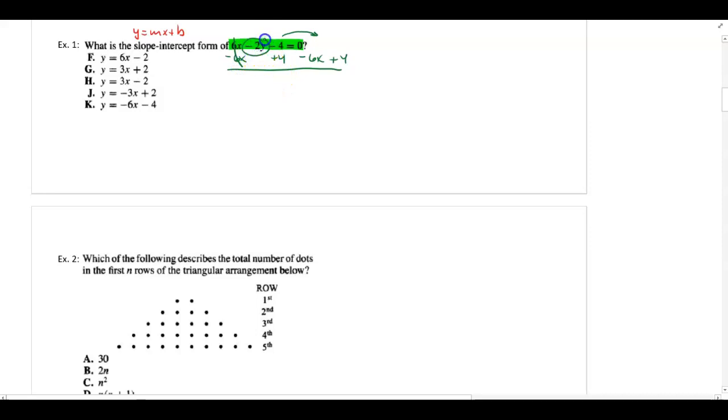6x's wipe out, and what do I have to bring down here? Negative 2y equals, 4 is eliminated, negative 6x plus 4. Now I have to get rid of the negative 2. Since it's linked to y by multiplication, I divide. And if I divide one thing by negative 2, I divide everything, not in parentheses, by negative 2. So y would equal negative 6 divided by negative 2 would be 3x. 4 divided by negative 2 would be negative 2. So right away, which function does this match up with? In slope-intercept form, y equals 3x minus 2.